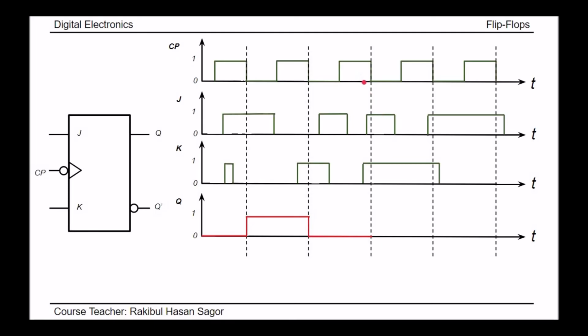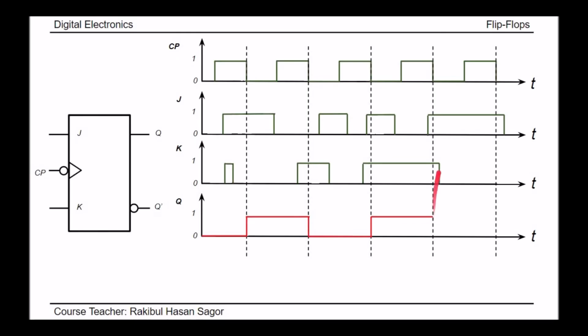Now, at this triggering point, we have J equal to 1 and K equal to 1. When we have J equal to 1 and K equal to 1, the output will be the toggled value of the previous output. What was our previous output? We can see our previous output is 0. So, for 1 input, the output will be the inverted value of the previous output. So, inverted value of 0 is 1. So, we can see it goes from 0 to 1. Now, this line will continue from here to next negative edge triggered line.